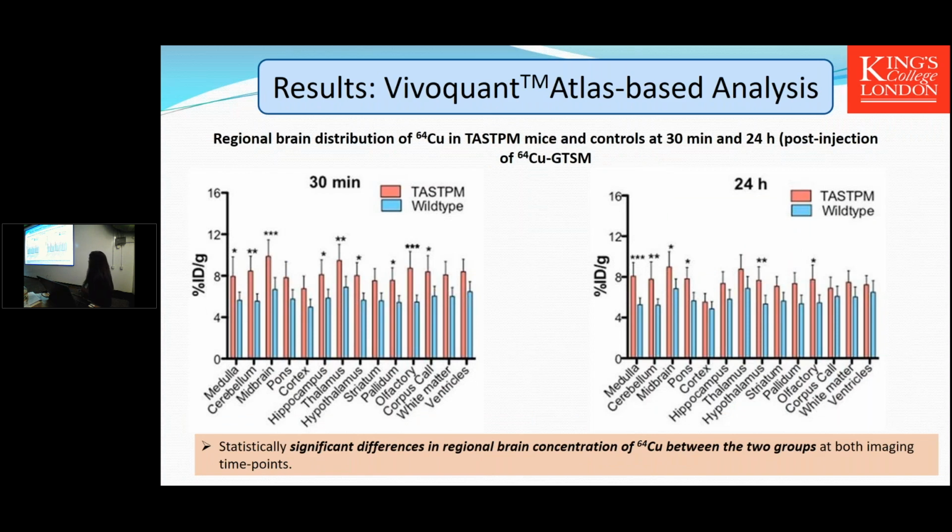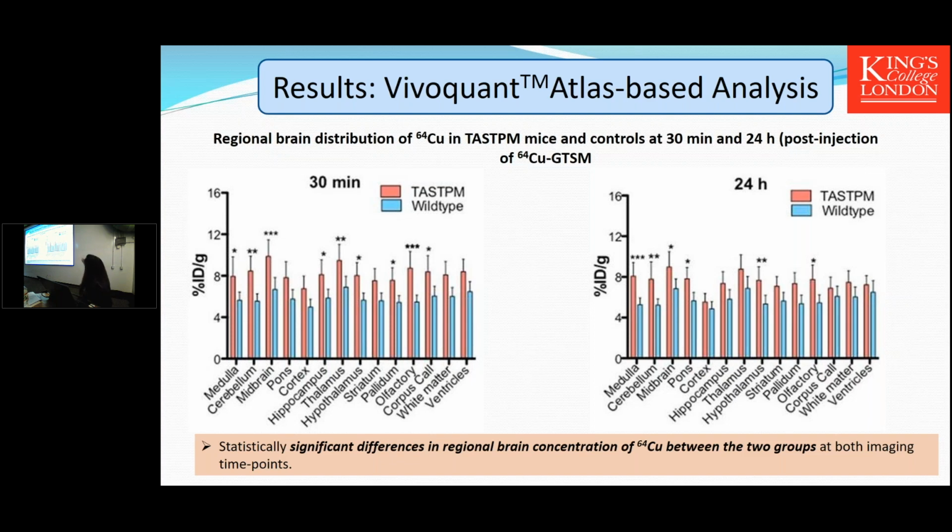So using the VivaQuant atlas, which I described before, if you overlay those areas that are already identified within the atlas onto the brains of both our TAS-TPM animals, which are the red boxes, and the wild type, so at 30 minutes, well, the first overall impression you would get is that the copper uptake in the various regions of the brain in the diseased animal is generally higher than in the wild type normal controlled age-matched animals. And in some cases, there are significant differences in the uptake in particular regions of the brain.